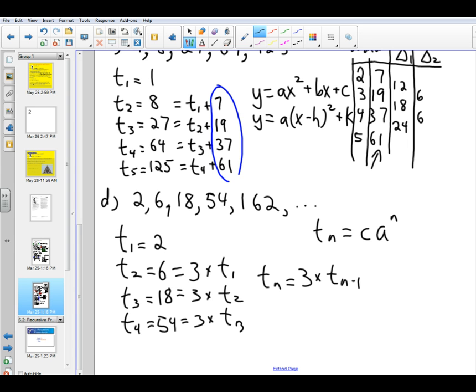So there's a recursion formula, and exponential type sequences are, of course, going to be unique in that they are going to involve a multiplier. So we're not going to be adding anything to our previous terms, we're going to be applying a factor.